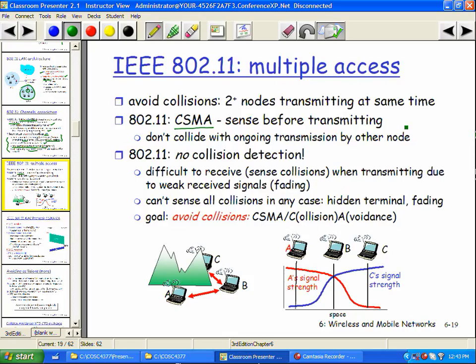Okay. So now the question is, why do we want to change things? Why don't we have collision detection? It seems to work pretty well on a wired network. And the reason is it's much more difficult to detect collisions in a wireless world than a wired world.